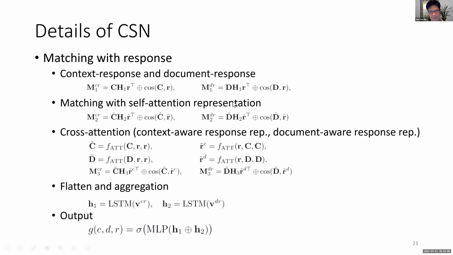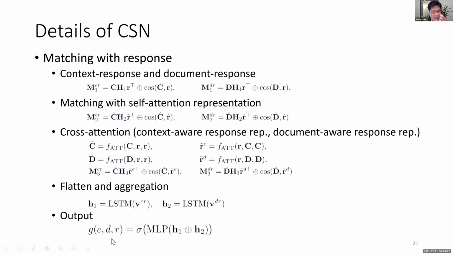And then we have different matching processes that I'm not going into detail on. Basically we have the context and response matching, the document and response matching, and we follow the two paths. At the end, we will get a global matching score.